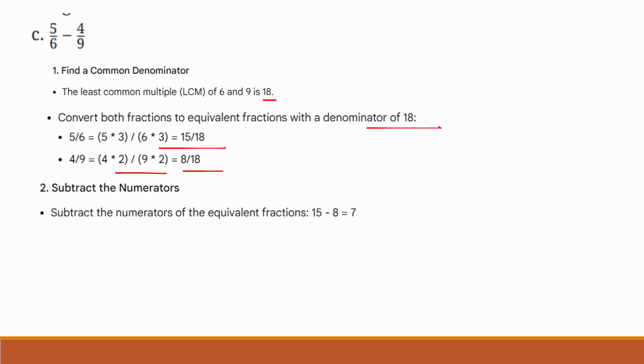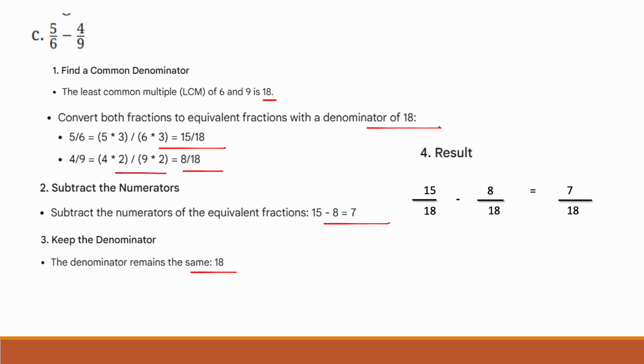Then subtract the numerators of the equivalent fractions. So 15 minus 8 is equal to 7. Then keep the denominator. The denominator remains the same, 18. Then what's the result of 5 by 6 minus 4 by 9? 15 by 18 minus 8 by 18, that is 7 by 18.